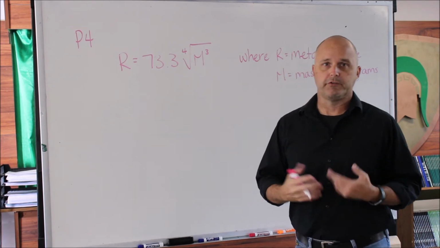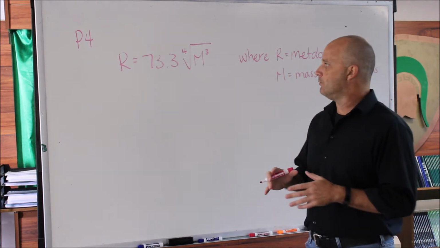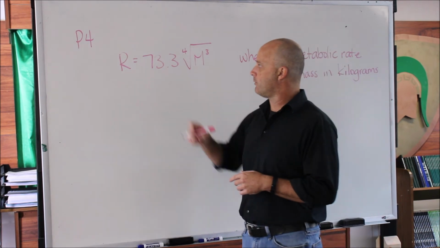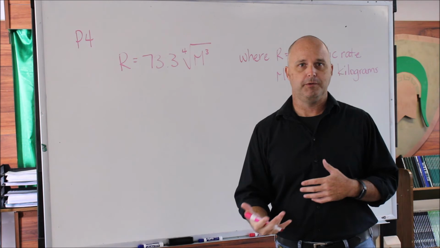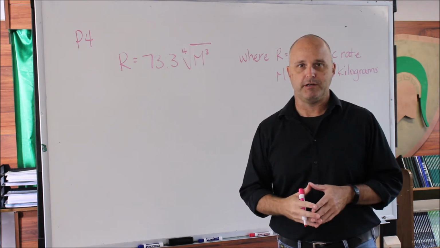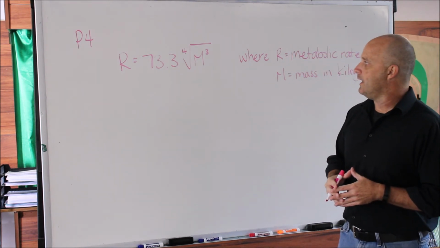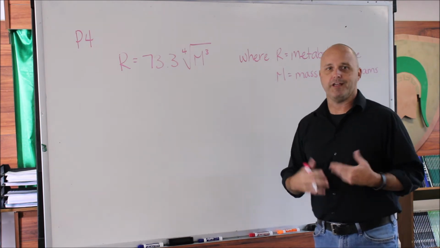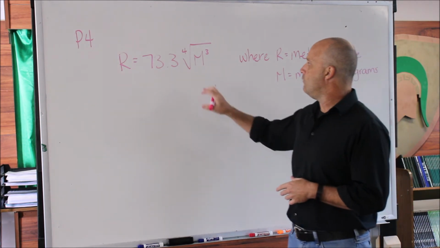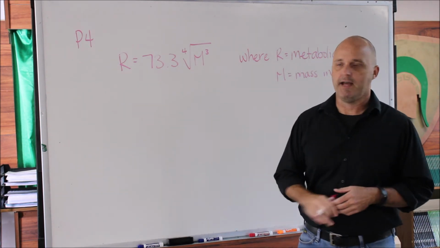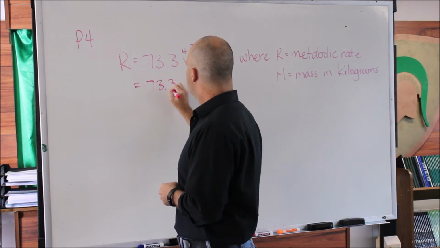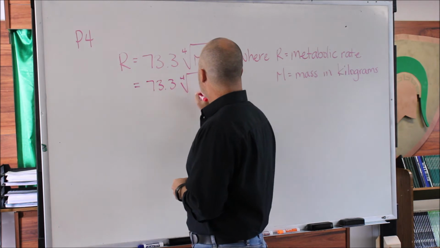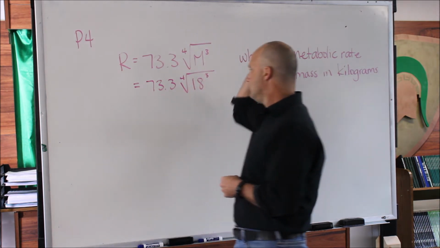So we've got Kleiber's law, which is the relationship between the metabolic rate and the mass of the human or the animal or whatever it is you're trying to measure. So if we have a dog that is 18 kilograms, then we'll put 18 in for the mass and work this out. So we're going to go 73.3 times the fourth root of 18 cubed.